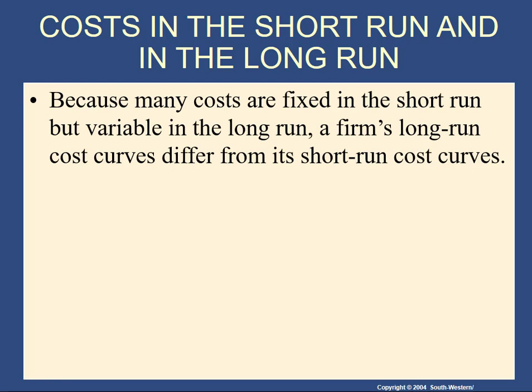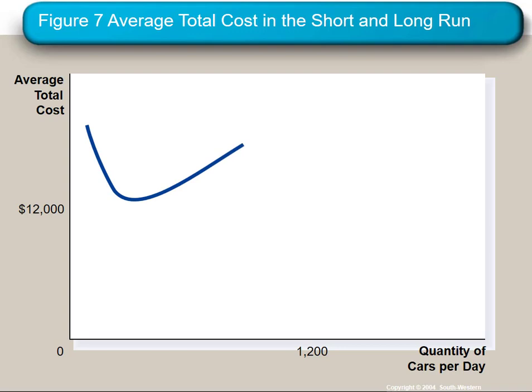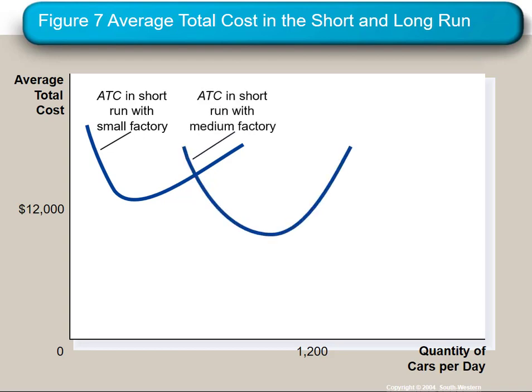In particular, we make no distinction between the average variable costs and the average total costs in the long run. So here's an example of a U-shaped average total cost curve for a small factory, and this is short run, assuming that the small factory can't be varied. And here's an average total cost curve for the same firm running a medium-sized factory. And here's the same business again using a large factory.